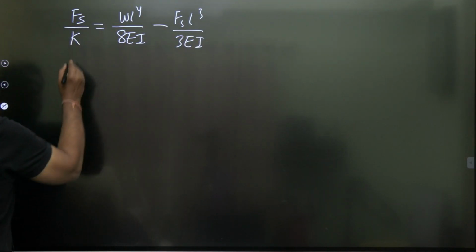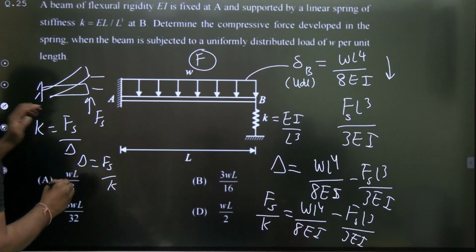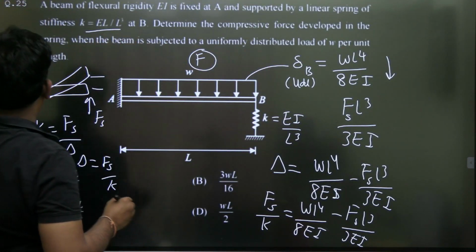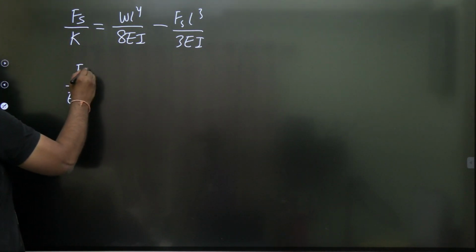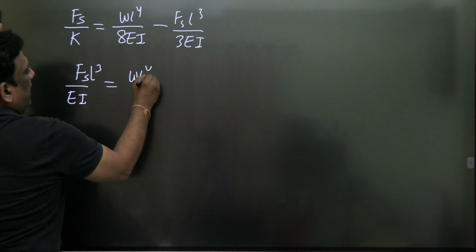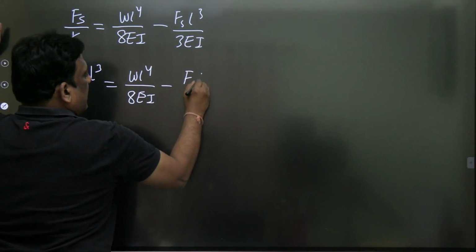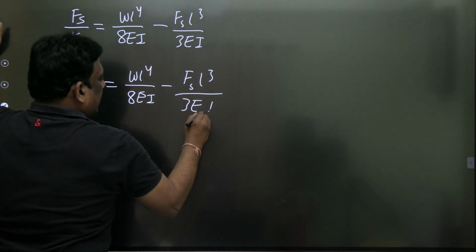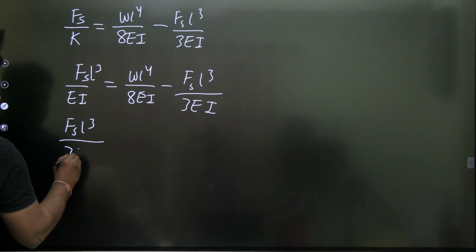You take this to this side. But already K is given in the problem. What is K given? EI by L cube. That L cube will go to the top. So EI by L cube is equal to WL power 4 by 8 EI minus Fs L cube by 3 EI. Therefore, take this to this side. Fs L cube by 3 EI.